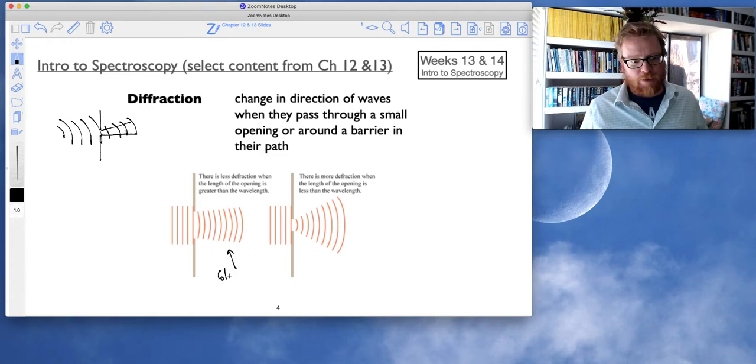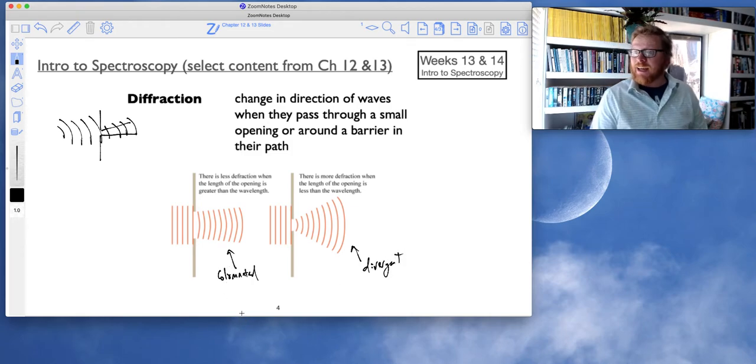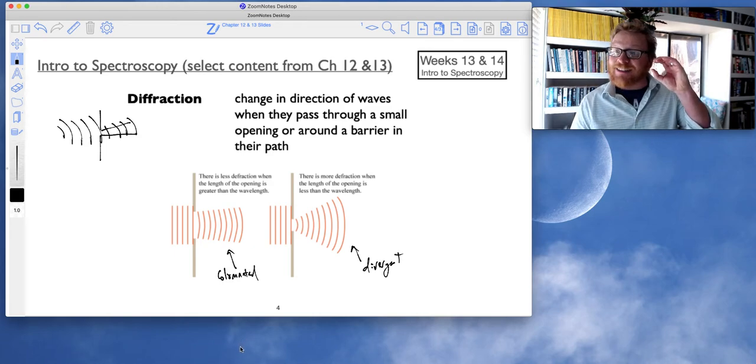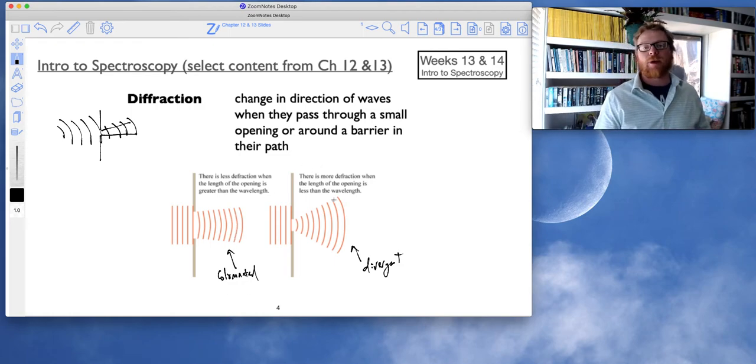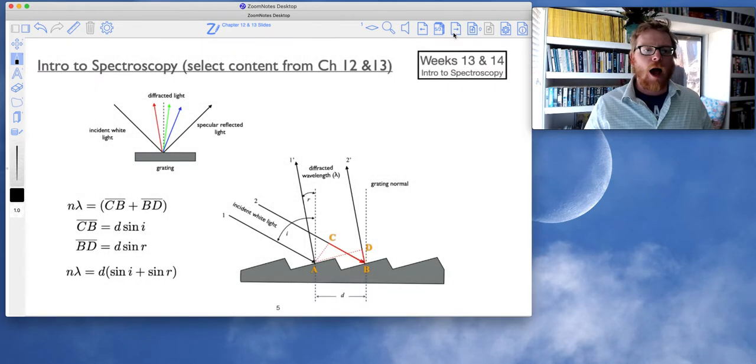So this would be collimated. This would be divergent. So typically we want a collimated beam in spectroscopy, right? We want a nice consistent beam at a similar angle for consistency. So we know exactly how many photons we're shining on our sample, okay? So let's keep going with this.